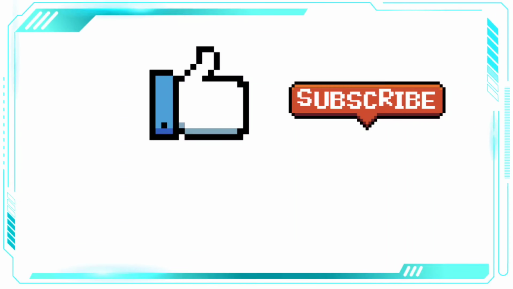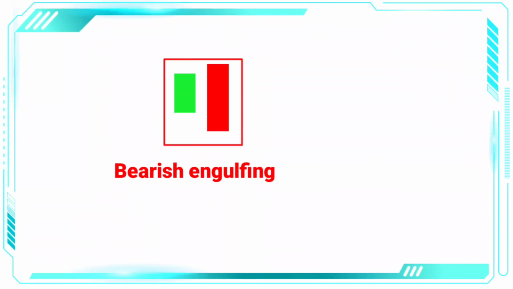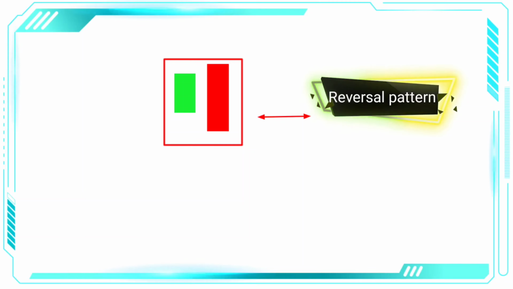Let's start discussing the bearish engulfing pattern. The bearish engulfing pattern is a popular candlestick pattern used in Forex trading to signal a potential reversal in the market. This pattern is formed when a small bullish candle is followed by a large bearish candle that completely engulfs the previous candle, indicating a shift in market sentiment from bullish to bearish.